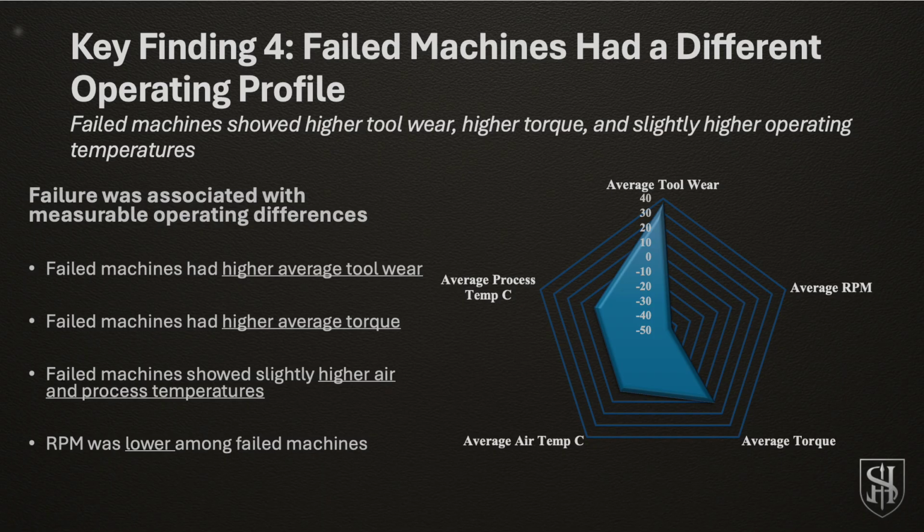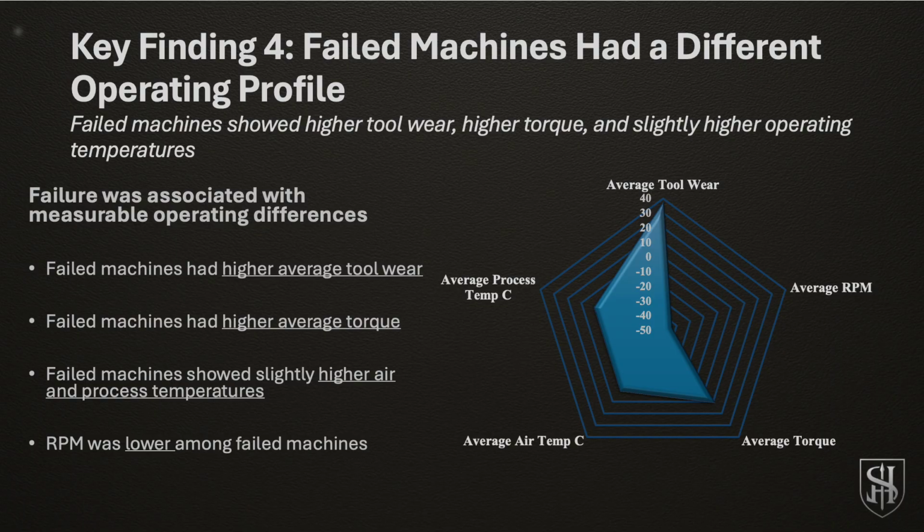The smaller temperature differences are also shown, while average RPM moved in the opposite direction. RPM was lower among failed machines. This is important because it suggests that failure risk was not simply caused by faster operation. Instead, the risk appears to be connected to a combination of wear, load, and operating stress.